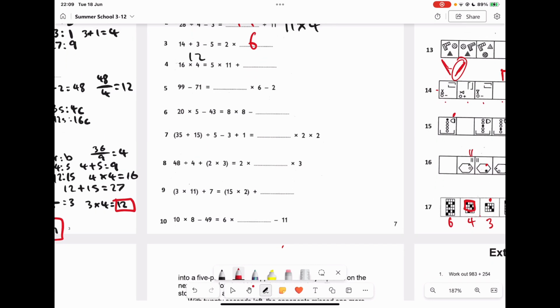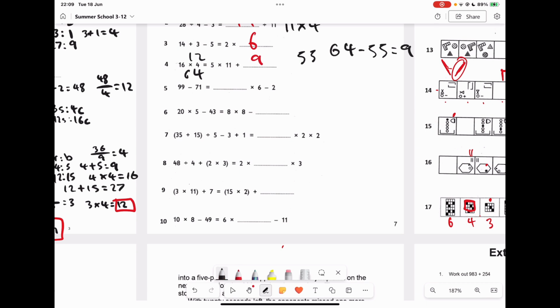Okay, question 4. 16 times 4 is equal to 5 times 11 plus something. Well, 16 times 4, we can do the column method, but that equals 64. And then 5 times 11 plus something is equal to 64. So we can do 5 times 11 first, which is 55. And then plus something is 64, so 64 minus 55 is equal to 9. So the answer for question 4 is 9.